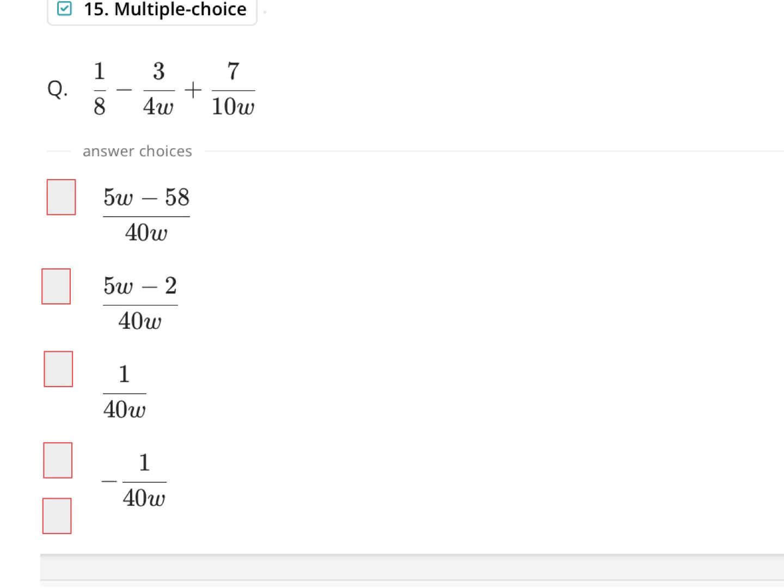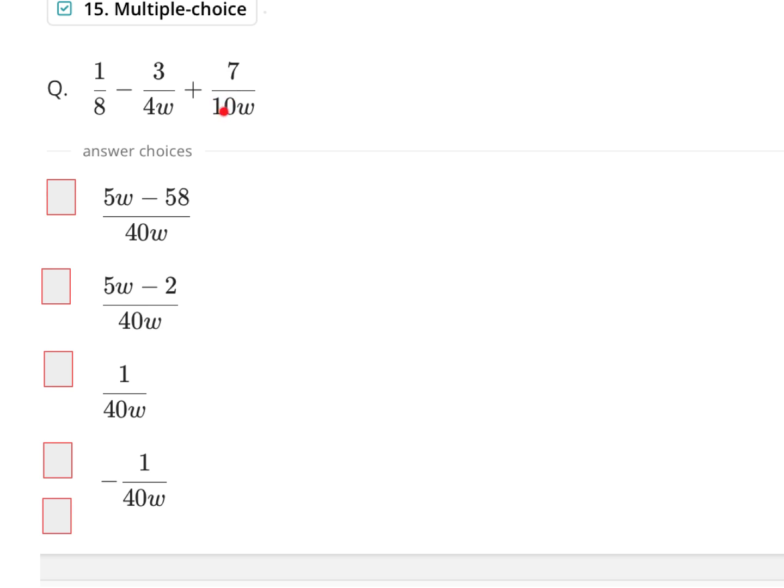So we think of 8, 4, and 10, and also the W's, to get the LCD, right? What is the LCD of 8, 4, and 10? Well, I know that I could change 4 to become 8, but I can't change 10 to become 8. I can't change 4 to become 10 or 8 to become 10. So my tip to you is go to the biggest value, in this case the 10. 4 times 2 is 8, not 10. 8 times 2 is 16, not 10. So then take that bigger value and double it.